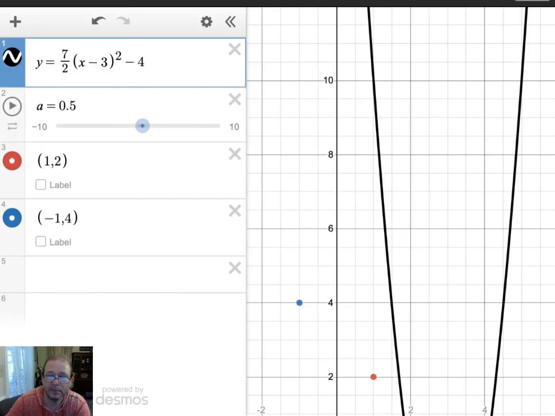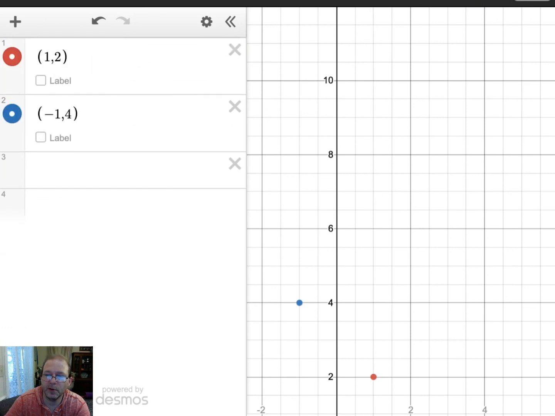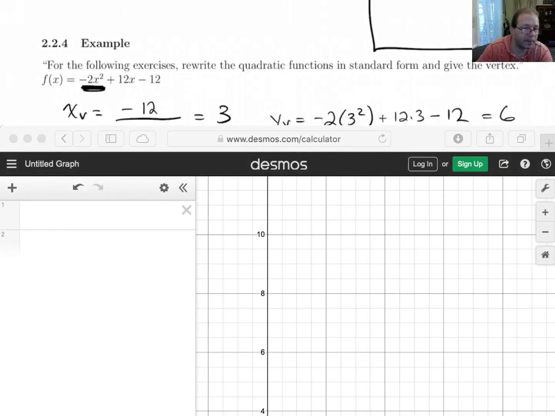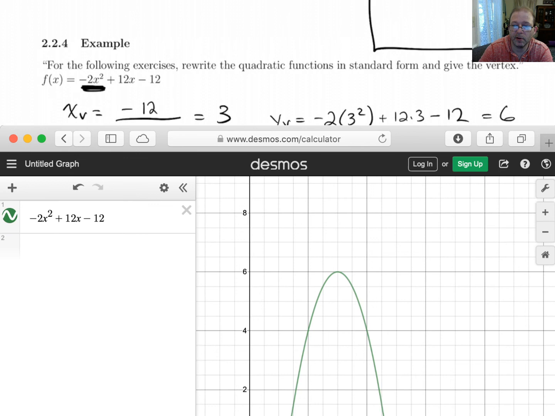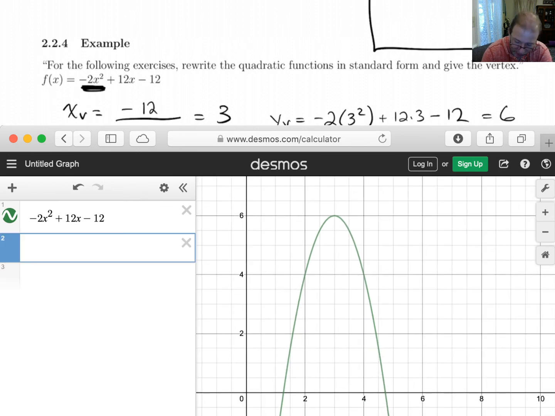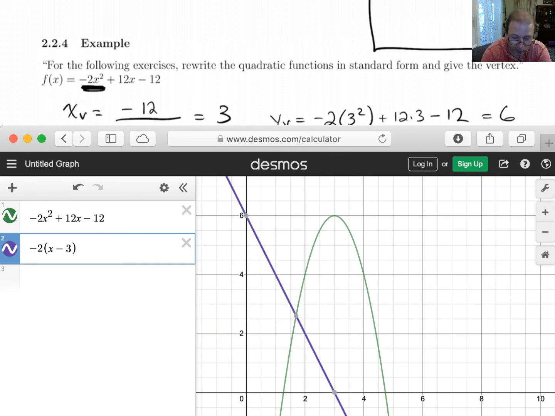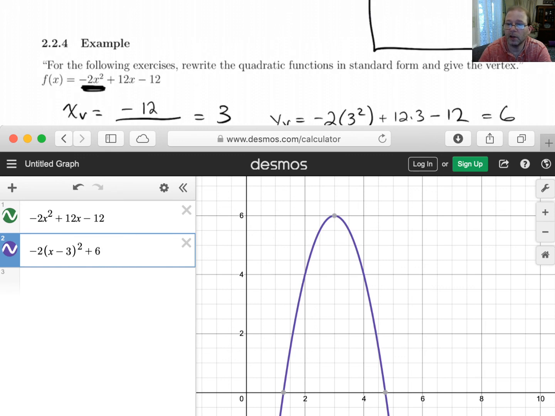But let's make the computer do it for us. If I put in minus 2x squared plus 12x minus 12, it gives me this parabola. And if I put in negative 2 times (x minus 3) squared plus 6, it gives me the exact same parabola. So the purple and the green are the same, so that's a good check. All right, that's the end of this section.